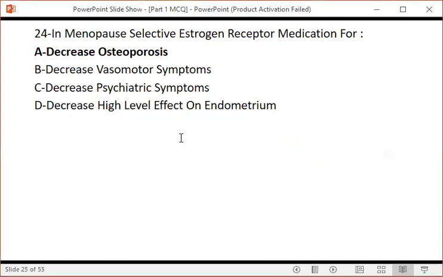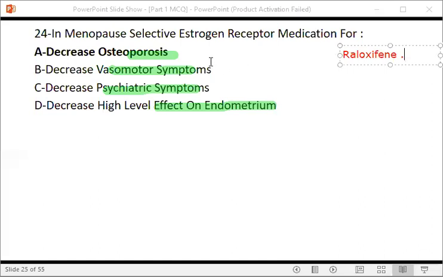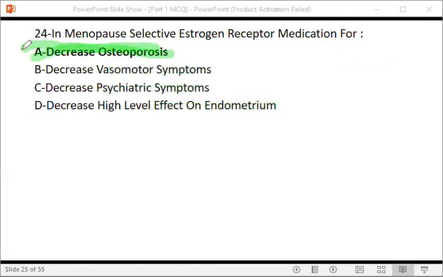طيب, in menopause, selective estrogen receptor medication. What are those selective estrogen receptor medications used for? Is it used for osteoporosis, vasomotor, psychiatric, or high level effect on endometrium? I don't know what is this. لكن in general selective estrogen receptor medication, with the most common of them being raloxifene, is used to decrease the osteoporosis. Okay, so this is the correct answer.